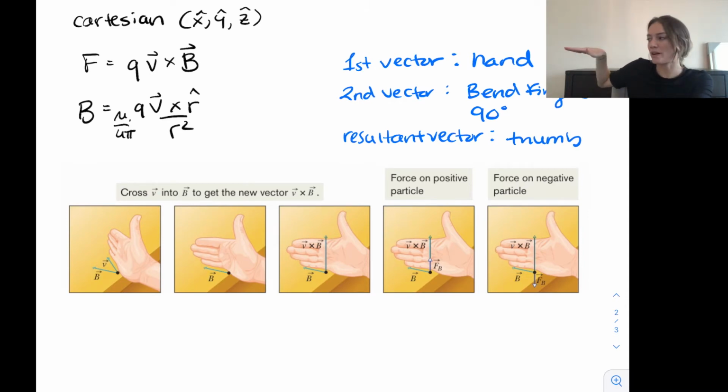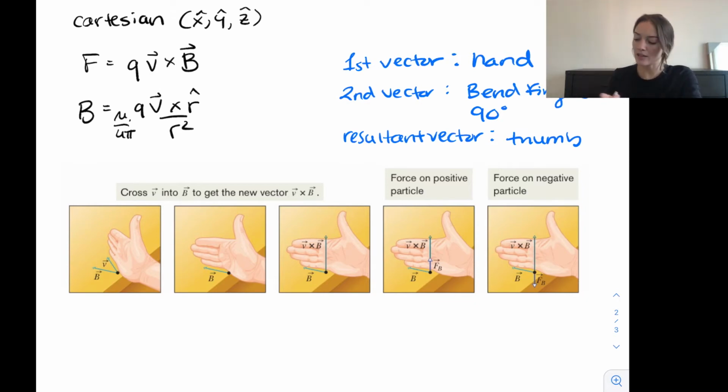So in the first case, where I had my velocity going this way and then my fingers bent down 90 degrees, my thumb is now into the page. In the other case, if my magnetic field was pointing upward, I put my hands like this, I bend my fingers 90 degrees, and then my thumb is now pointing away from me, or out of the page.